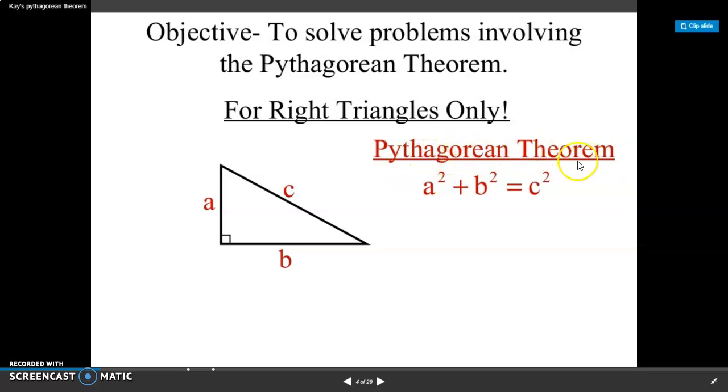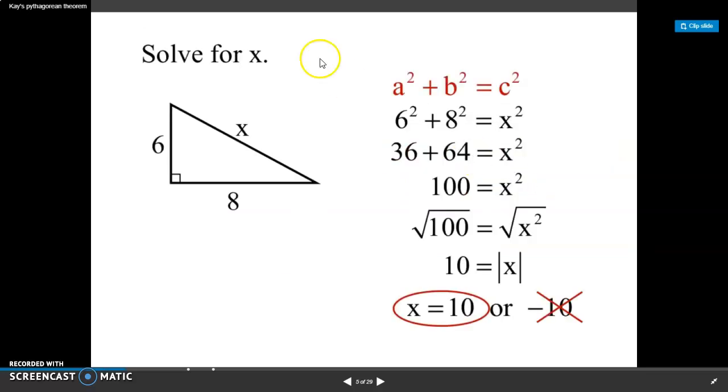The Pythagorean theorem is a square plus b square equals c square. This c square is the hypotenuse squared, and a square plus b square is leg 1 squared plus leg 2 squared. Leg 1 is represented by a, leg 2 by b, and the hypotenuse by c. So let's have an example.